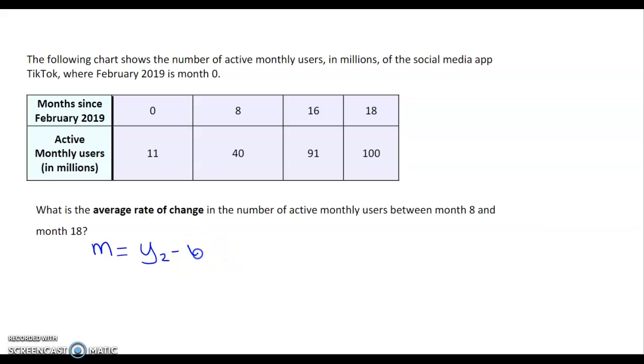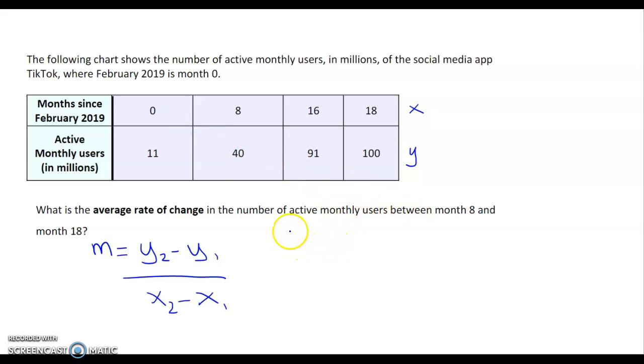So y2 minus y1 over x2 minus x1. Now we can tell what will be our x's just because we have this one on top and this one on bottom. But another way to tell is time. When one of the values is time, that will be the x value. Time is most often represented by x. So what we can do is just choose 2 of these points and then we'll solve.